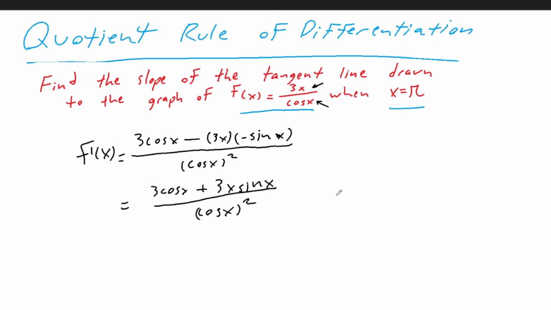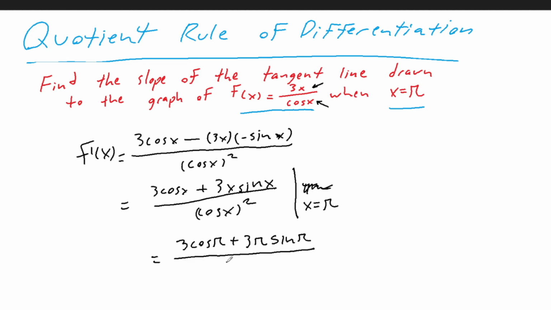So now what we're going to want to do is plug in this pi for x. This is the notation that you would write on an FRQ on the AP test or anything. You just draw this line and then x equals pi. Or if you had a y value that you're plugging in, you'd also write y equals whatever. So we draw this line and we write x equals pi. So we have 3 cosine pi plus 3 pi sine pi over cosine pi squared.